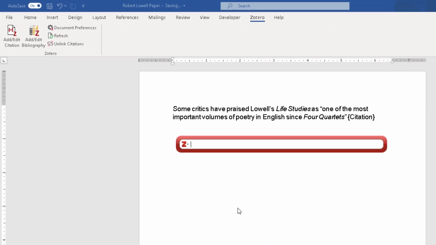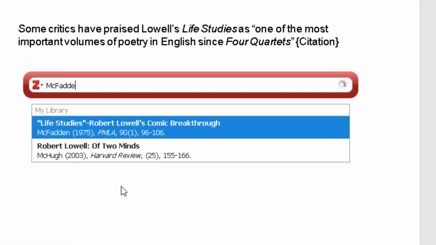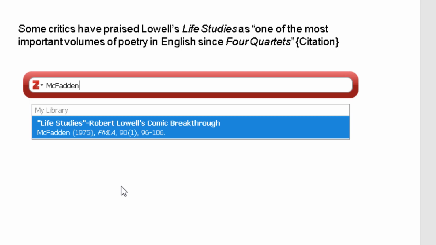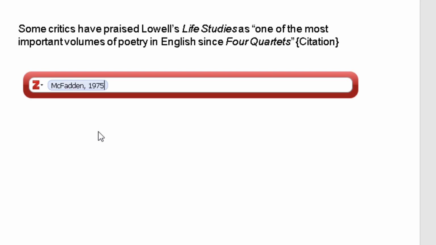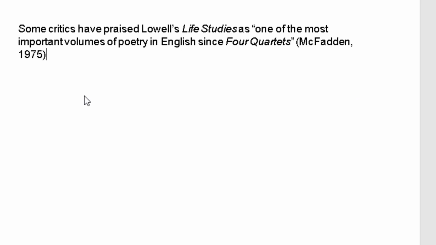And then I'll have this bar pop up. I'll just type in McFadden's name. And then I will get this citation that I will click on, and then you'll see it has formatted it as an APA in-text citation with the author's last name, comma, and then the year. I press enter, and then it pops into my paper where I had the cursor.